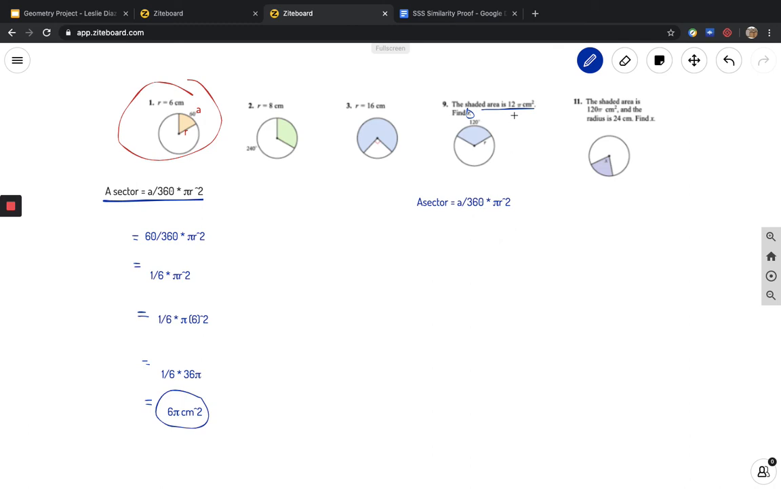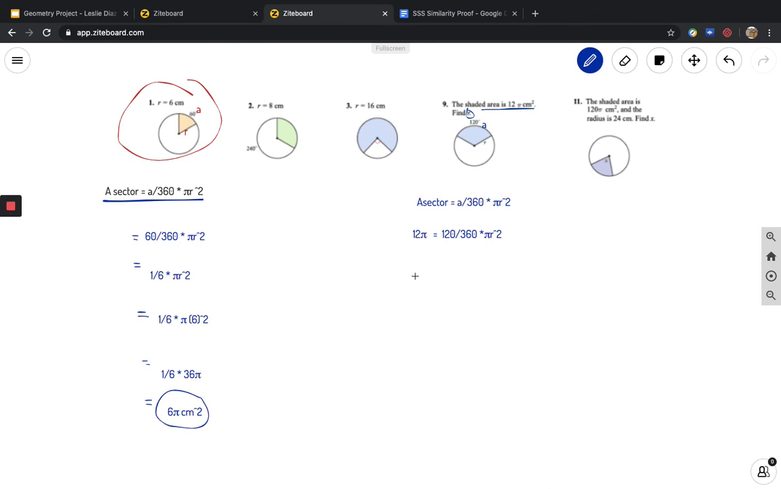Now we know what the area is because it tells us that the shaded area is 12 pi centimeters squared. And it also tells us what A is because we know that the arc measure is 120 degrees. So the way we're going to set up our equation this time is on the left-hand side, we're going to write 12 pi is equal to 120 over 360 times pi r squared.